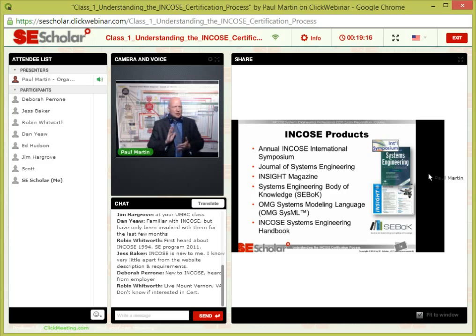They have a Journal of System Engineering, which consists of scholarly papers dealing with system engineering. They have their own member magazine called Insight, which is a great way to find out what INCOSE is doing, and conferences and other things. They've also helped with the system engineering body of knowledge, called the SEBoK.